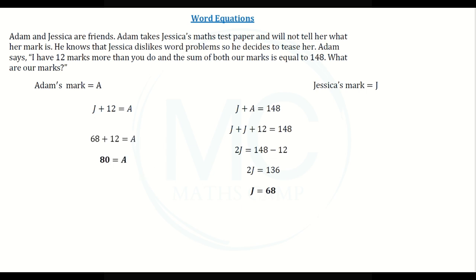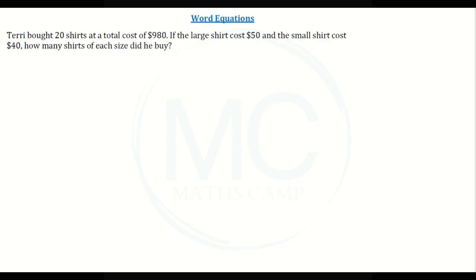I want to do one more example. Terry bought 20 shirts at a total cost of $980. If the large shirt cost $50 and the small shirt cost $40, how many shirts of each size did he buy? Let's start by allocating our variables. We have got large shirts and small shirts. So let's call our large shirts L and our small shirts S.